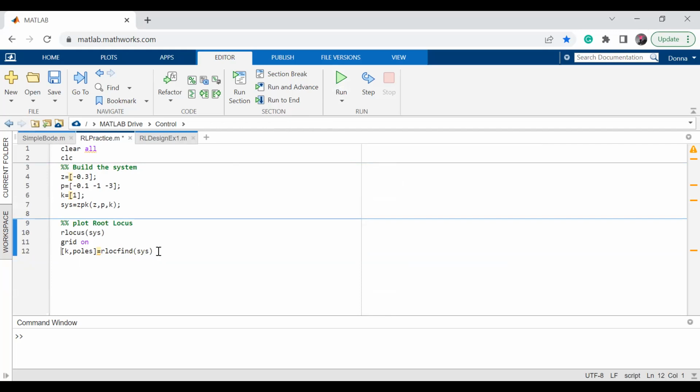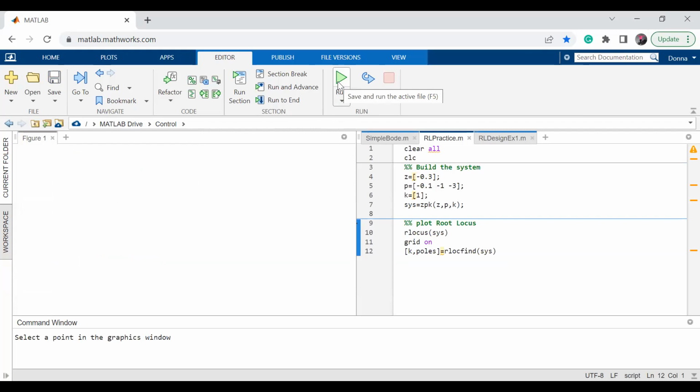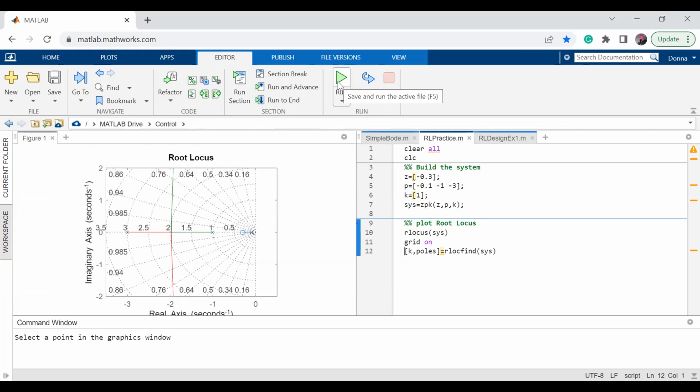When MATLAB runs this line, you can use the cursor and pick a point in your s domain. Every point in the s domain is a pole, right? So basically you can click on a pole, and it will tell you what K you need to design so the system will have a pole at that point. Do I need to repeat that? It was a very long sentence.